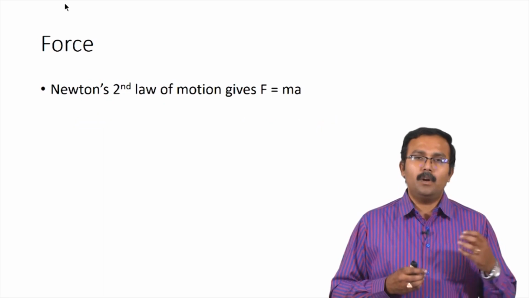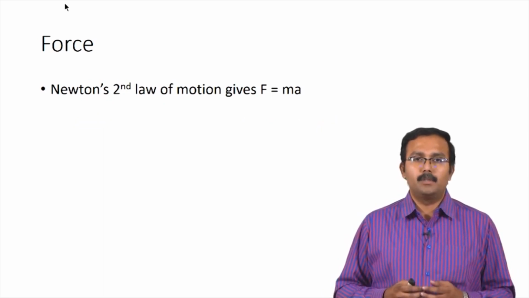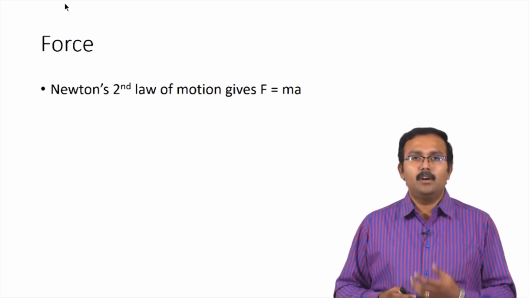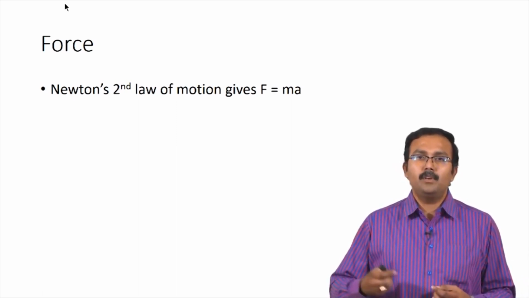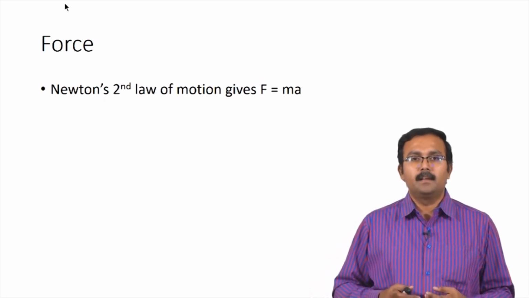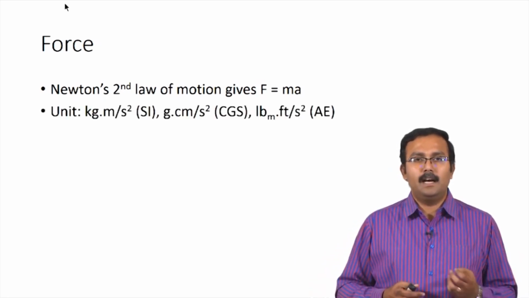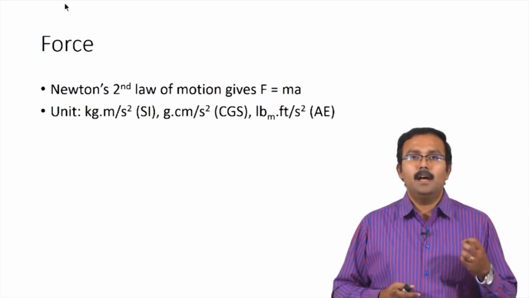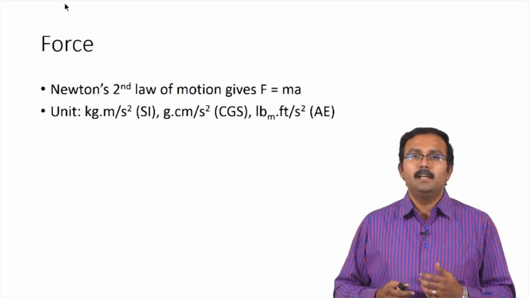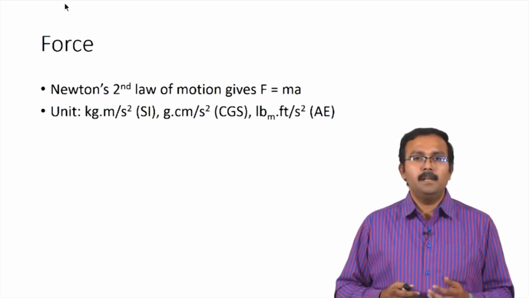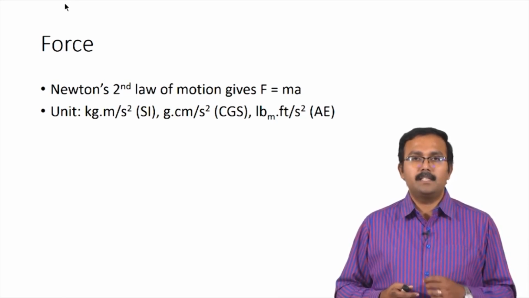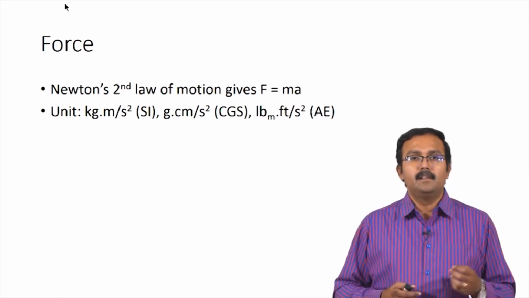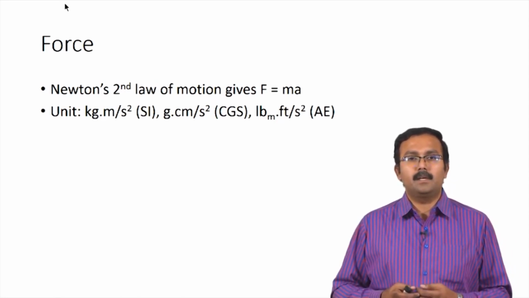Now, let us take one of the derived units, which is force. This derived dimension force is defined by the second law of motion by Newton, which is force equals mass times acceleration. Units for this are kilogram meter per second squared, gram centimeter per second squared and pound mass feet per second squared in the 3 systems. So, it is simple: mass is kilograms and acceleration is meters per second squared. So, this gives you kilogram meter per second squared.